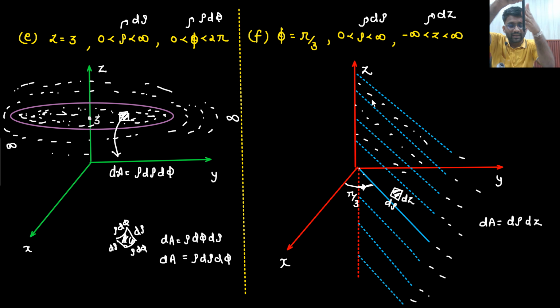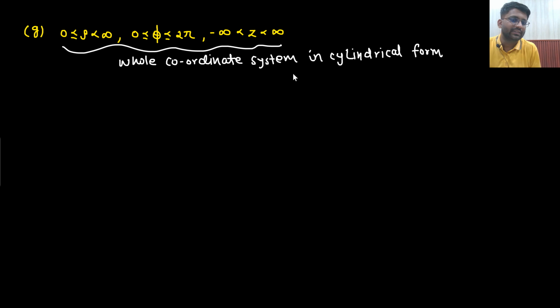Now if I say that the angle will vary from 0 to 2 pi, that means this plate will also move, no? This plate will completely move. This angle is varying from 0 to 2 pi. As of now, the angle is pi by 3, which is fixed. Now, if I say the angle is moving from 0 to 2 pi, that means the plate will also move. So again, it will make a cylinder, right? So what will it make? It will make the whole coordinate system in a cylindrical form.